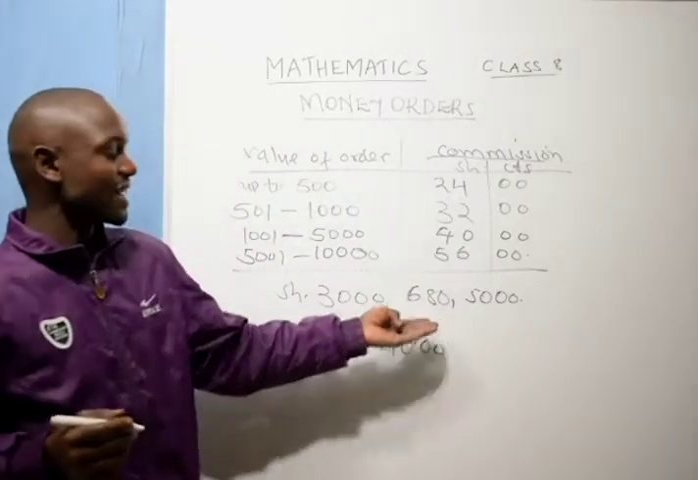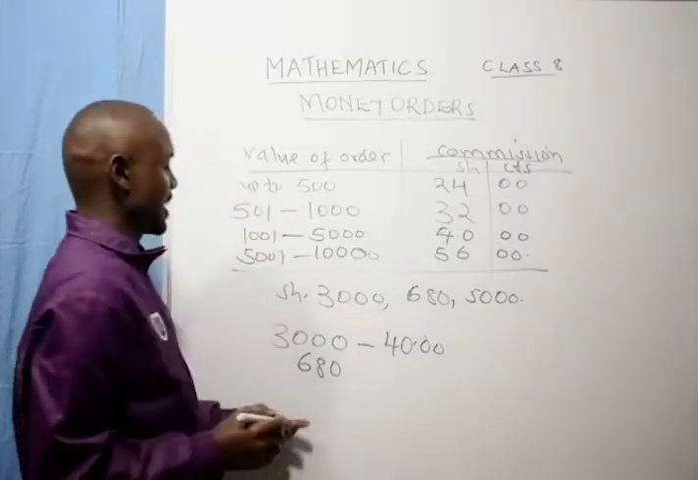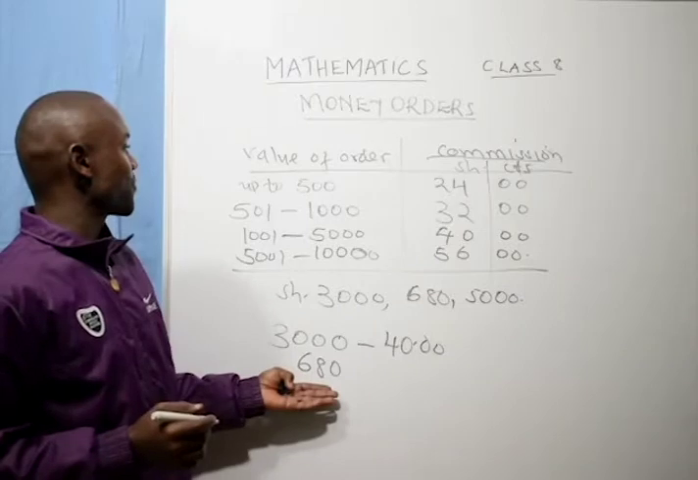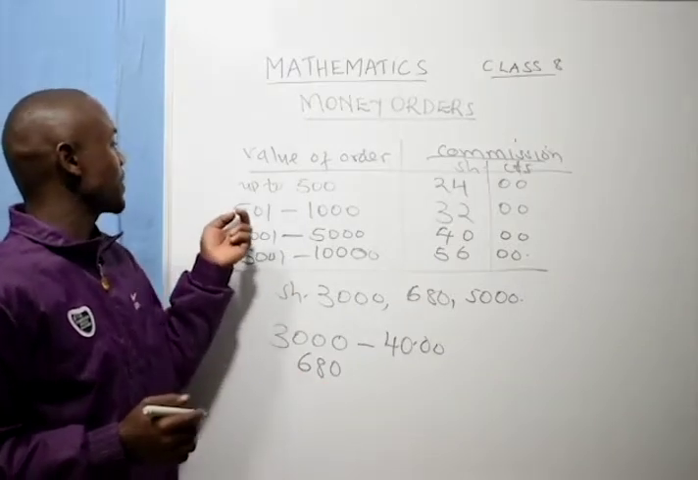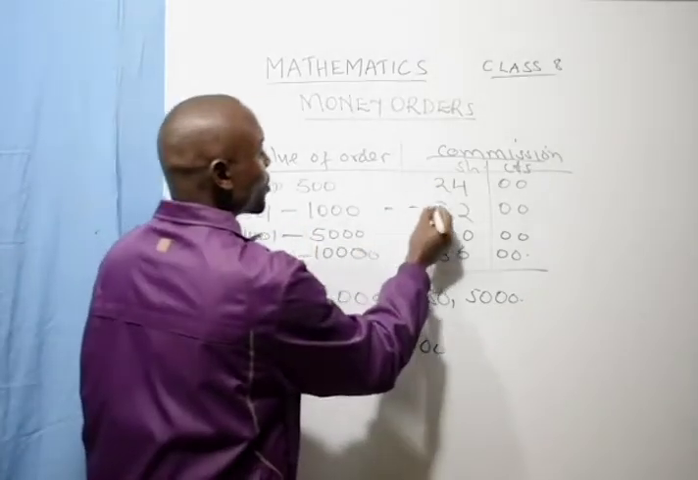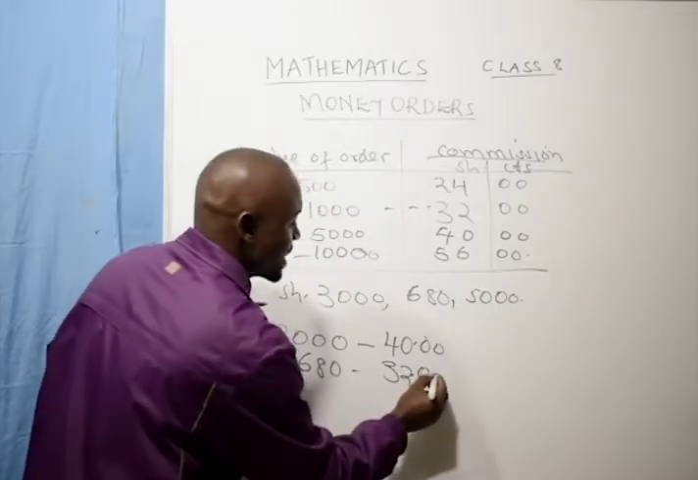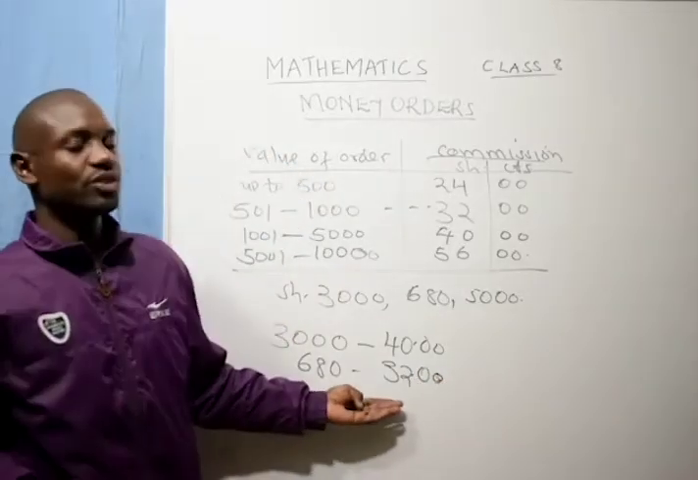Then we go to 680 shillings. This money order lies between 501 shillings and 1,000, so it will pay a commission of 32 shillings.